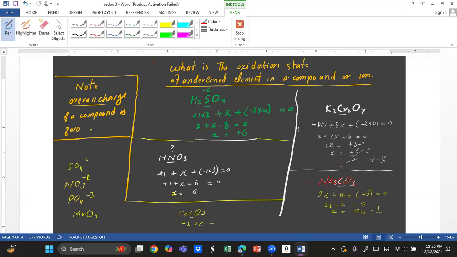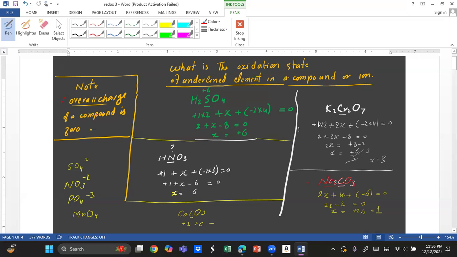So these things are very important, very easy and you need to apply them. This is chemistry basically, nothing difficult in it. You need to understand some rules so you need to love it. This subject is very easy, you need to give some time to it, so create your interest in it. Okay, what is the oxidation state of the underlined element in a compound or an ion? Let's see.